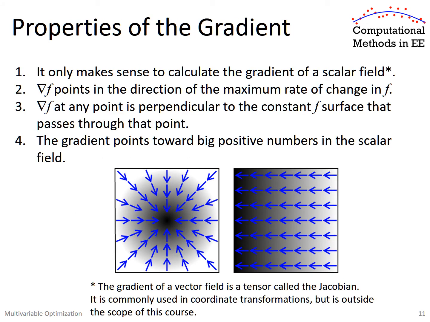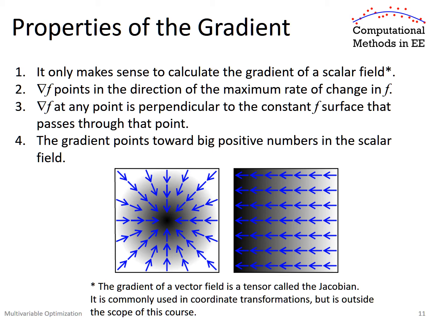So let's just review some of the properties of the gradient. First, it only makes sense to calculate the gradient of a scalar field. Now, I put a little asterisk note here, and this is not something we're going to talk about in this class, but in fact, we can calculate the gradient of a vector field, and it turns out we get a tensor. It's called the Jacobian, and this comes up when we do coordinate transforms, and not something I want to get into, but I just felt weird saying that you can't take the gradient of a vector field when I know that we actually can. So for this class, let's just go ahead and say that it only makes sense to calculate the gradient of a scalar field.